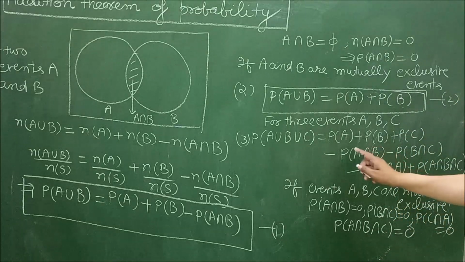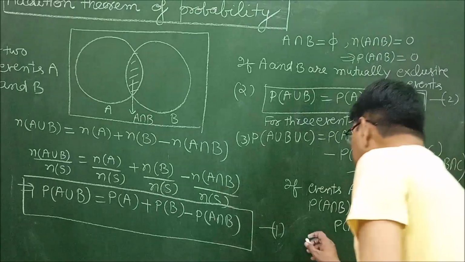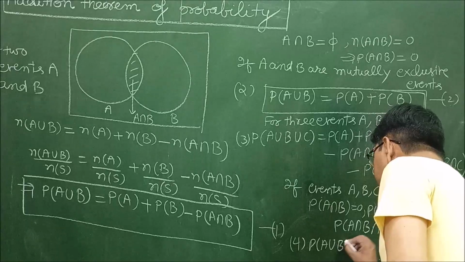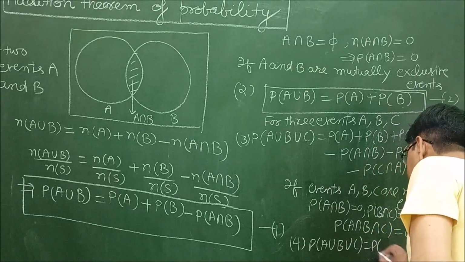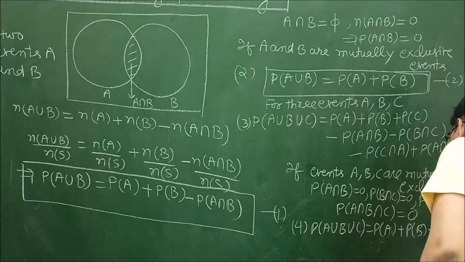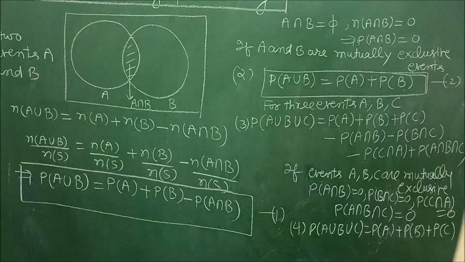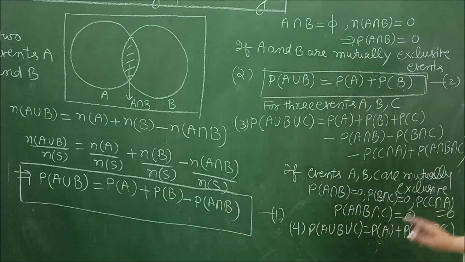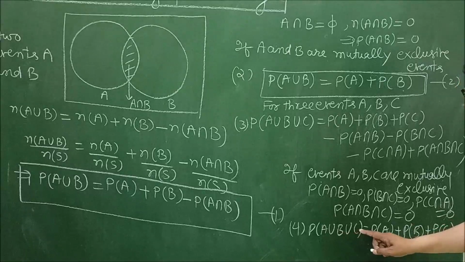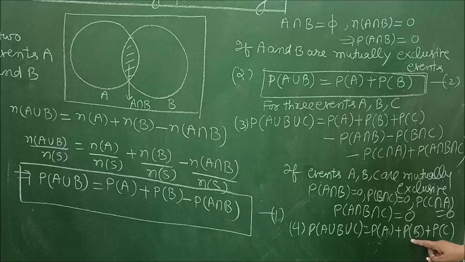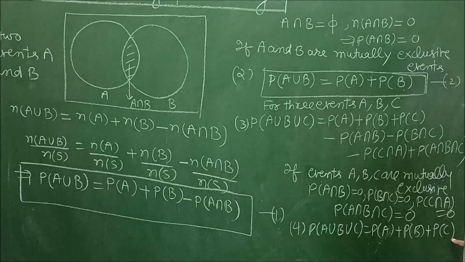So this formula number 3 reduces to probability of A union B union C is equal to PA plus PB plus PC if A, B, C are mutually exclusive. If events A, B, C are mutually exclusive, then probability of A union B union C is equal to probability of A plus probability of B plus probability of C. Simple addition of the three events.